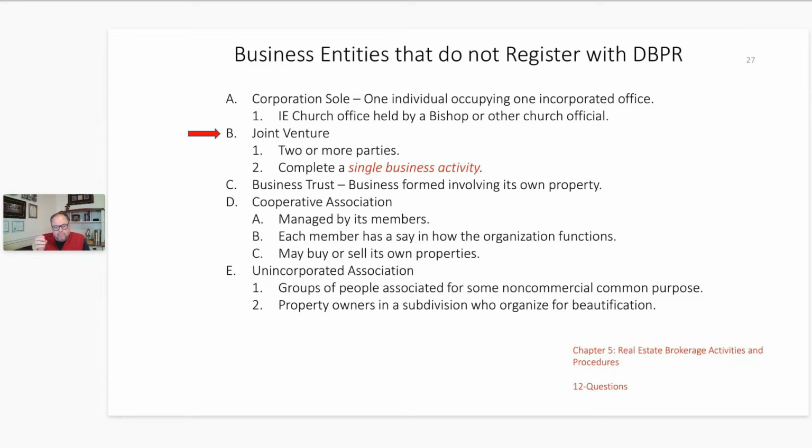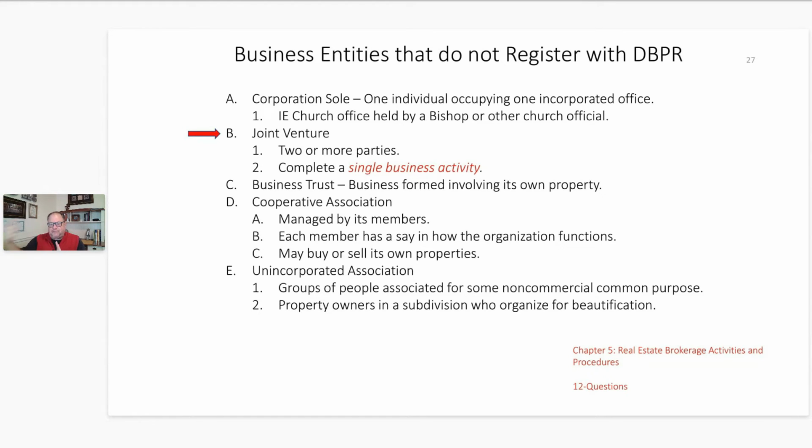Joint venture is only when two licensees come together to do one single business activity, and then they're gone. So it may be a condominium, new construction, perhaps with a marina, and a broker has experience with marina sales and the other broker has condominium experience, and they want to come together for a single project. And when these condos are sold, boom, they go away.